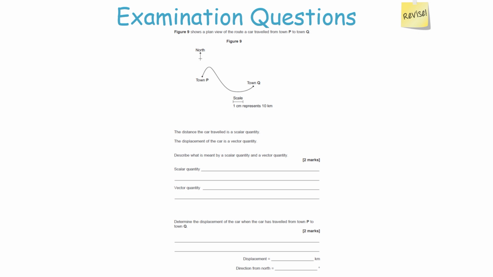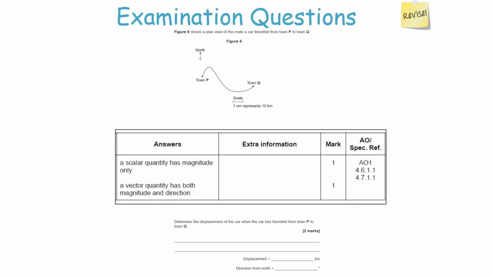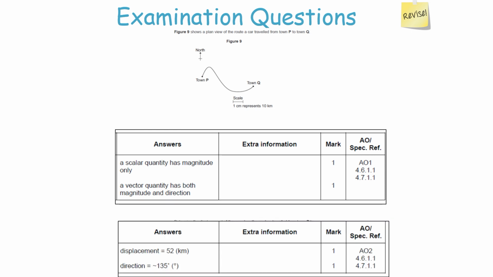Right, again, it's a very common question to know the difference between a scalar and a vector. A scalar is a quantity of magnitude only, and a vector is a quantity of magnitude and a direction. Now in this question you can use your diagram to work out the displacement. So you draw a straight line from town P to town Q, because the displacement is the straight line distance from the start of the journey to the end of the journey. You can then use the scale on the diagram where 1 centimetre represents 10 kilometres by working out your length to be 5.2 centimetres, so you get 52 kilometres in your displacement. Now the direction, you would use a protractor and measure the angle between P and Q, and you see it's about 135 degrees.